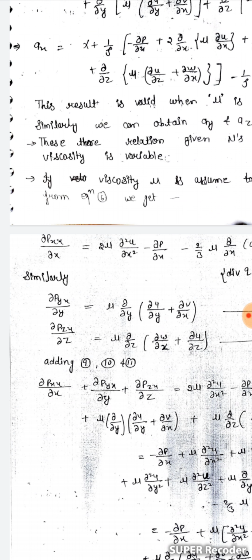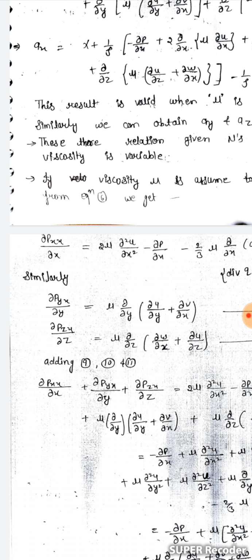Similarly, delta pxy upon delta y is equal to mu into delta by delta y of delta u by delta y plus delta v by delta x. This is our equation number 10. Delta pzx upon delta z is equal to mu into delta by delta z of delta w by delta x plus delta u by delta z. This is our equation number 11.